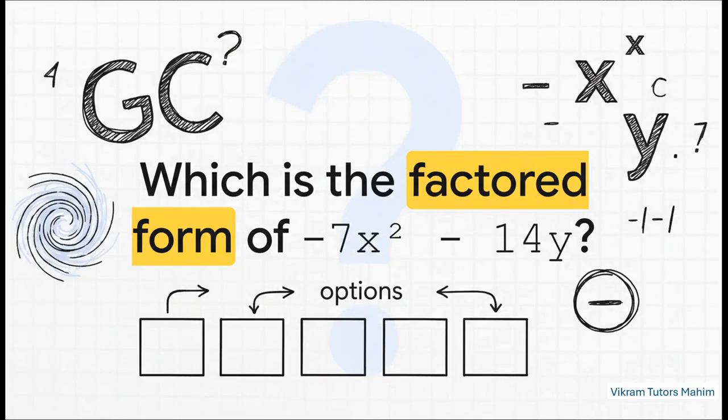All right, your turn. Have a look at this one. Negative 7x squared minus 14y. What's the biggest thing you can pull out of both of those terms? I'll give you a hint. Pay close attention to the minus signs. Take a second. See if you can find the right answer in that list.